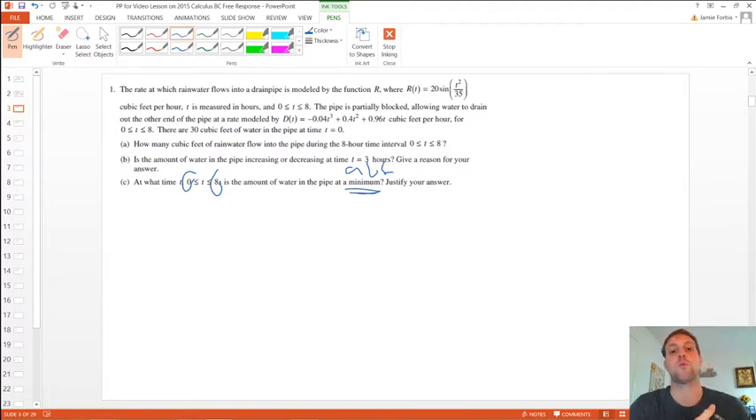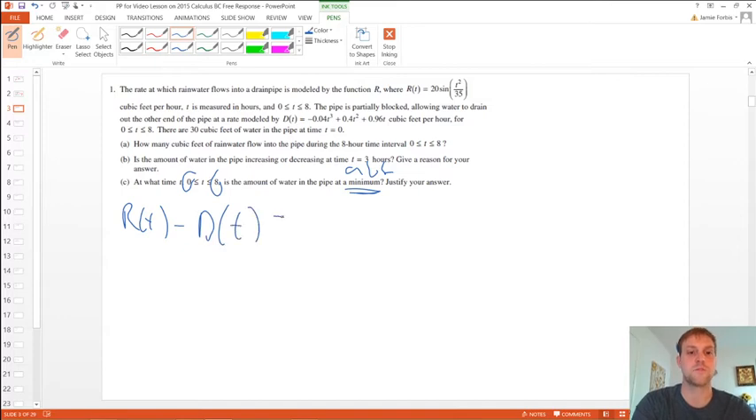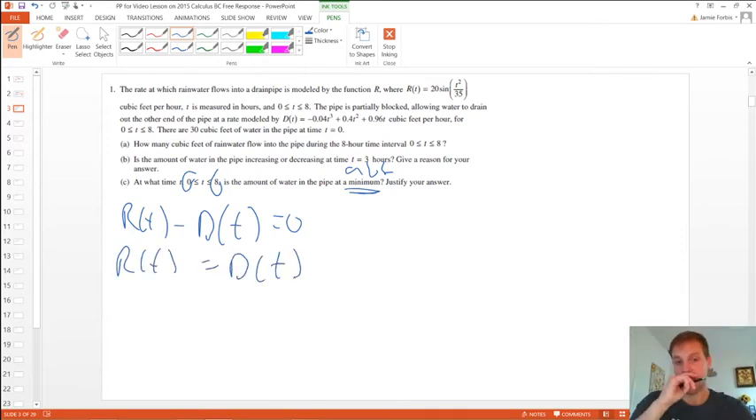Now, critical points occur whenever the derivative is equal to 0. So I know my derivative was r of t minus d of t. And I'm trying to solve where this is equal to 0. Another way of saying that is where r of t is equal to d of t. And again, I have both those functions stored in my calculator in y1 and y2. I set my window on my calculator between 0 and 8. I do still have it stored.